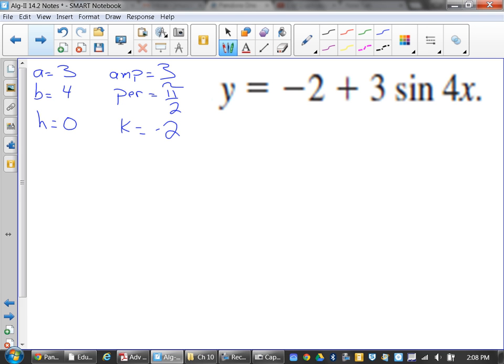Oh, part of the cosine. Yeah. And it's the same thing for cosine, just with cosine. Okay. So when we do this, again, we just start by marking it out.